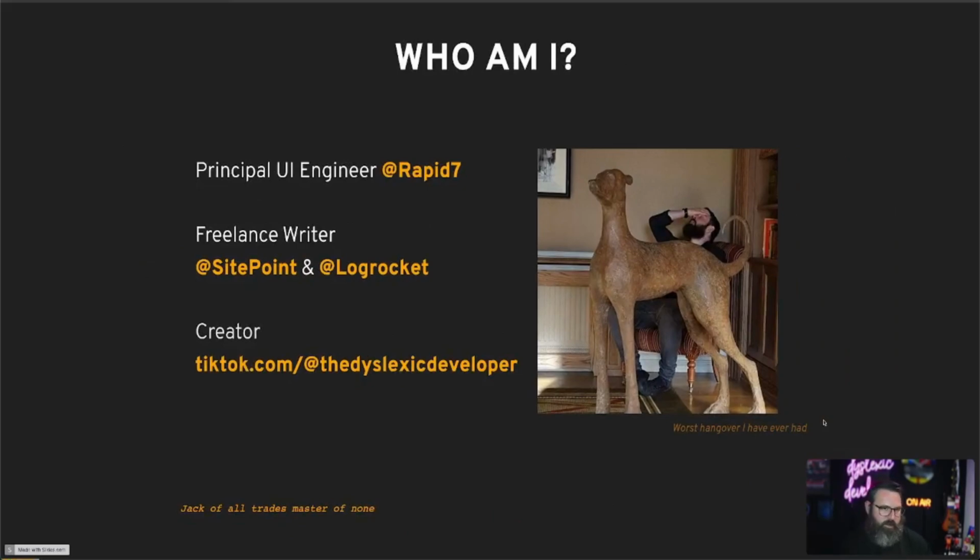So first, who am I? I am a principal UI engineer at Rapid7. I'm also a freelance writer for SitePoint and LogRocket, and I also create educational, fun, JavaScript web-based technology videos on TikTok under the handle The Dyslexic Developer.